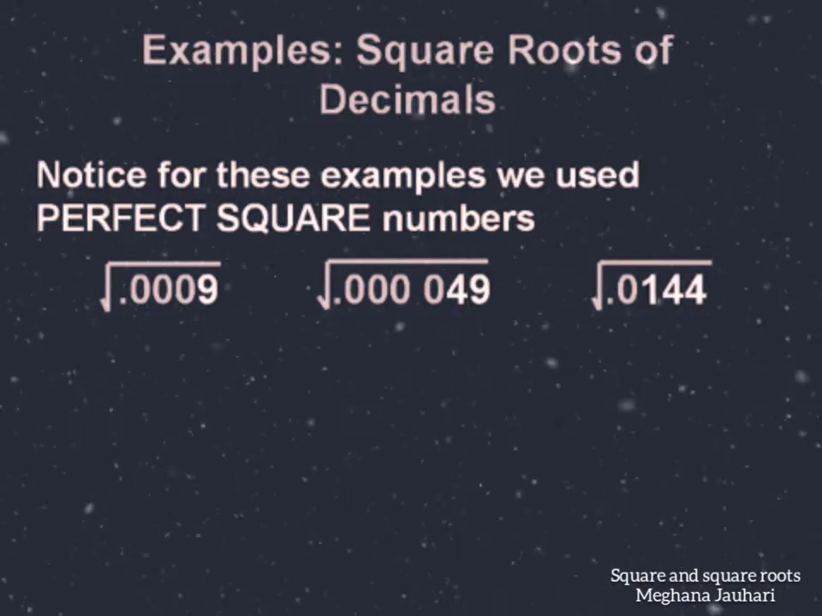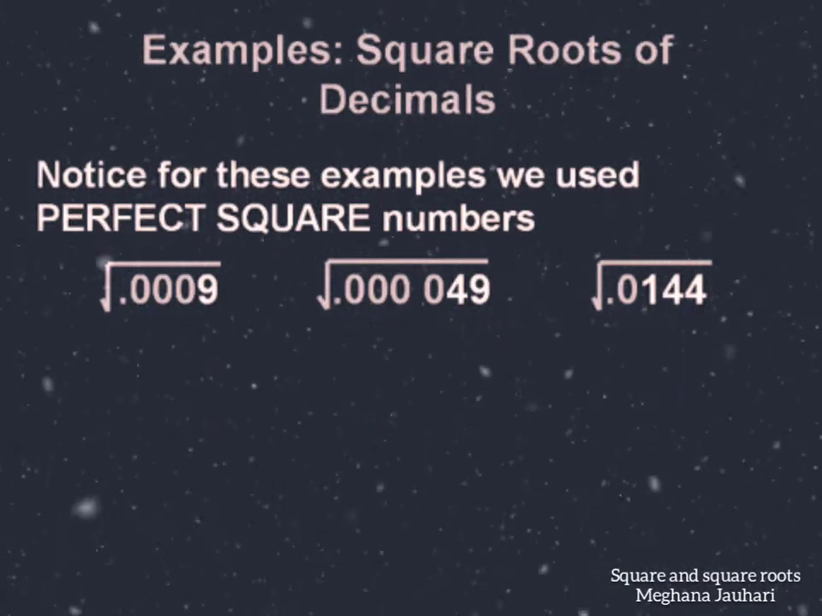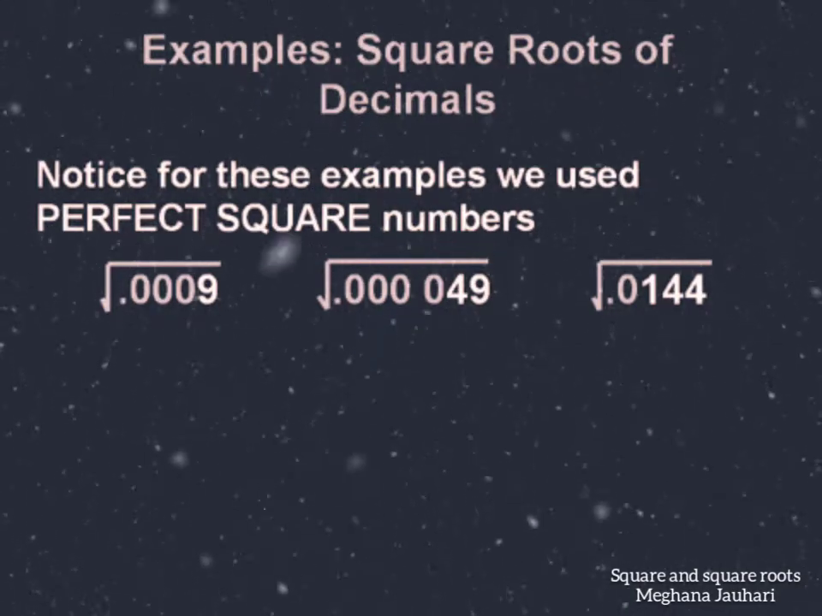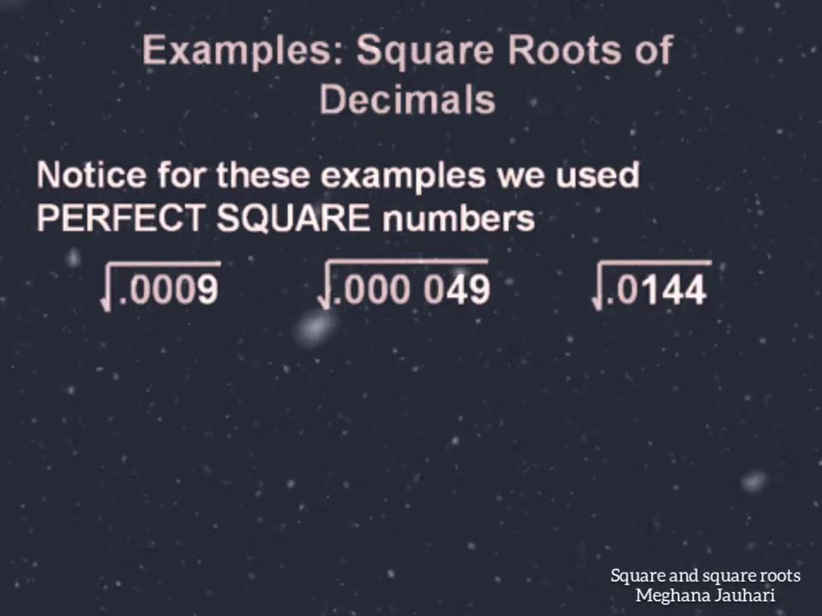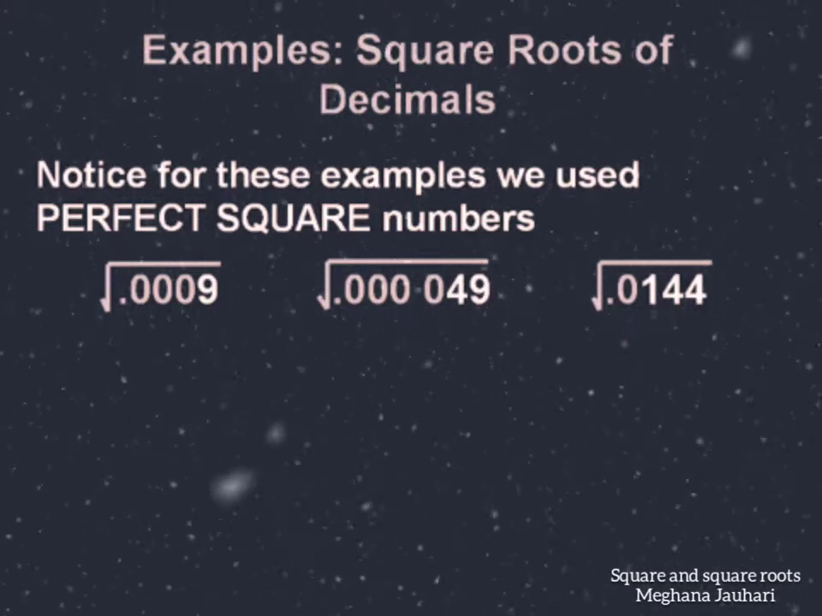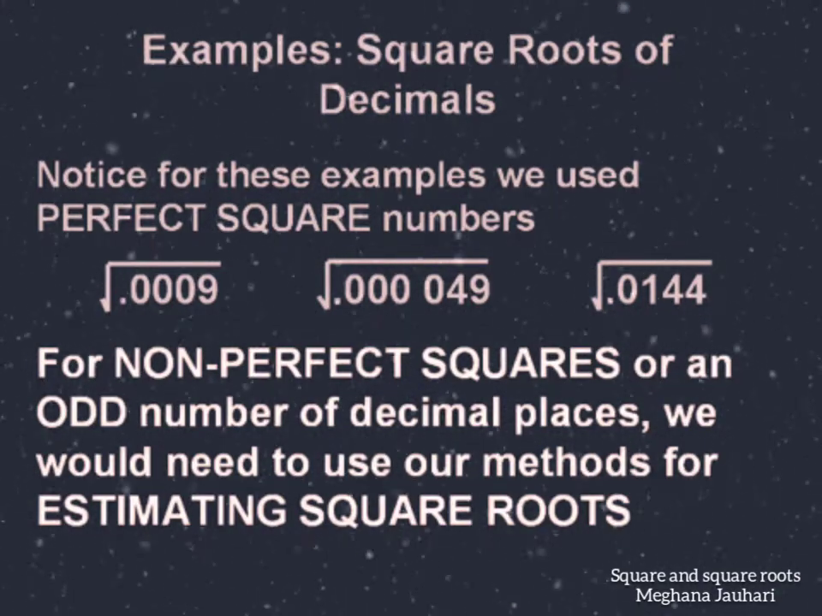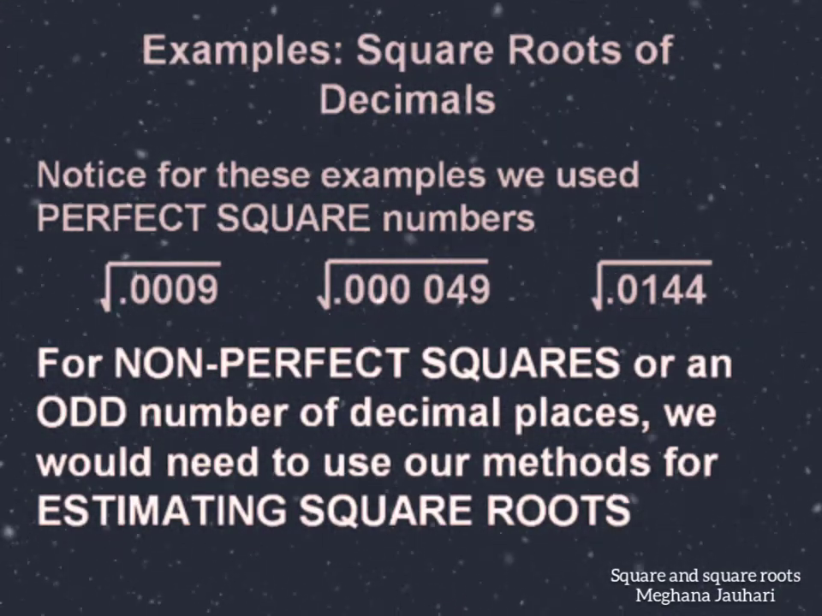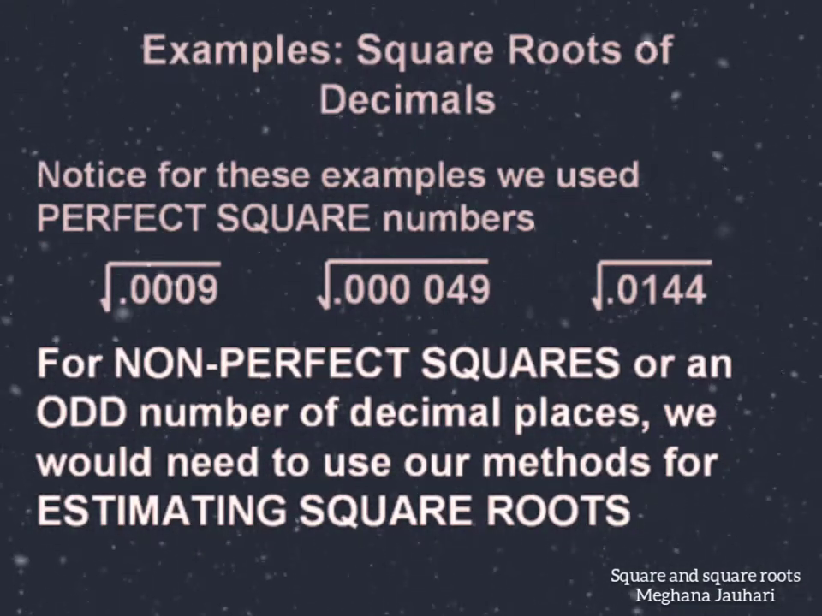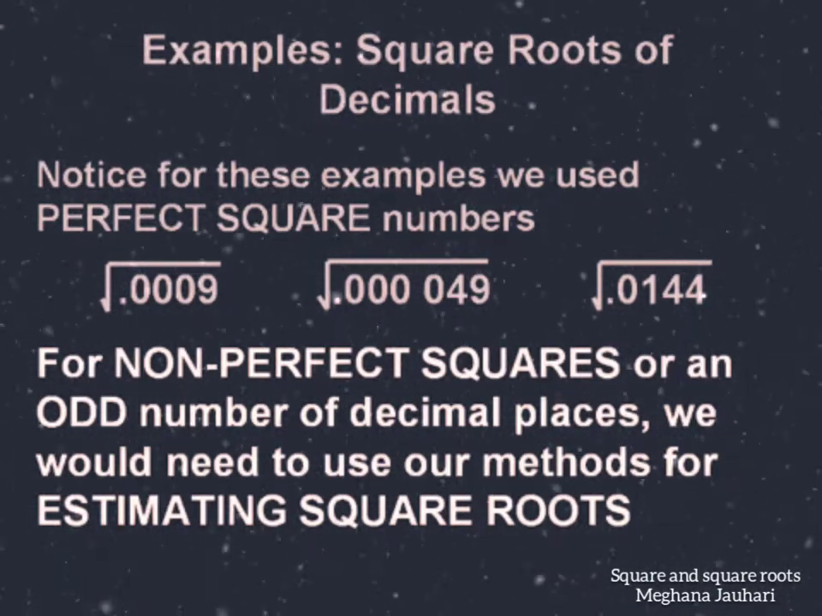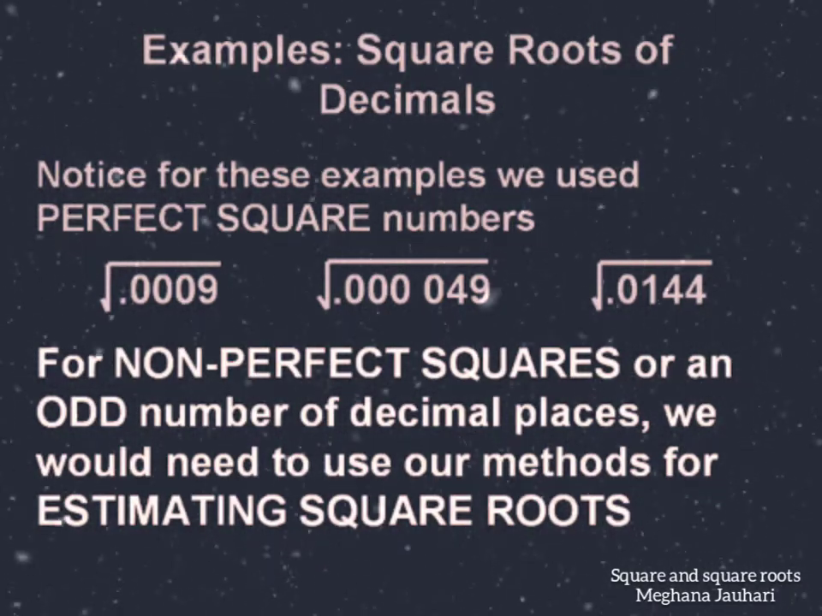Now notice, for these examples we used perfect square numbers, right? 9, 49, 144 were all perfect square numbers. But what happens if we don't have perfect square numbers? And this is the main question. So for non-perfect squares or an odd number of decimal places, we would need to use our methods for estimating square roots. And estimation we will learn in our next video.